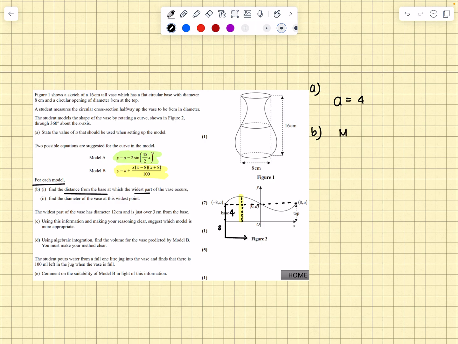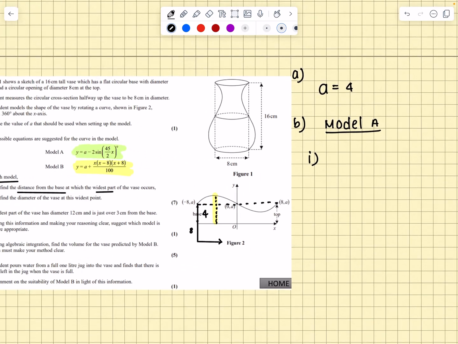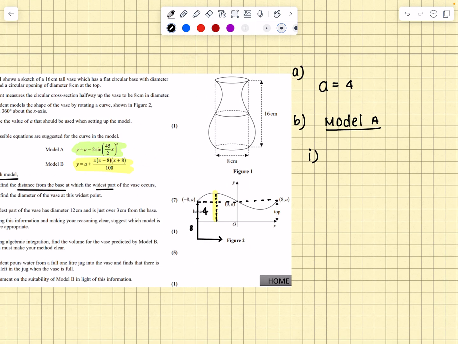Model A. For model A, they want you to find the distance from the base at which the widest part occurs, and then the diameter as well. I know it's a trigonometric model, and this is the widest. Widest means it's the maximum. So the widest is the maximum point, and then the narrower part is here, that's the minimum.